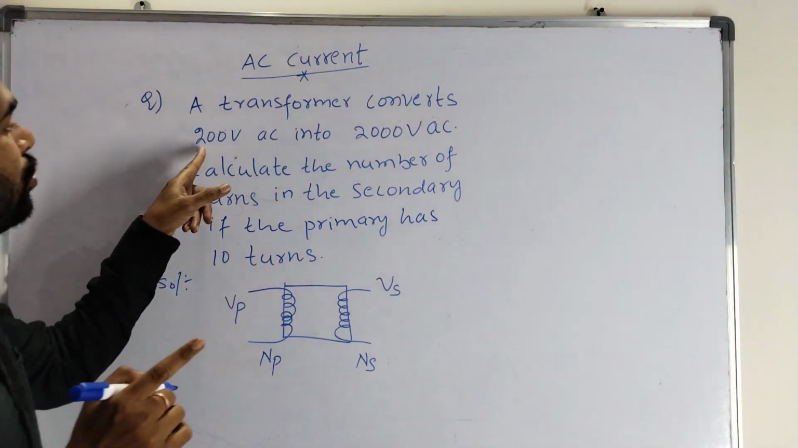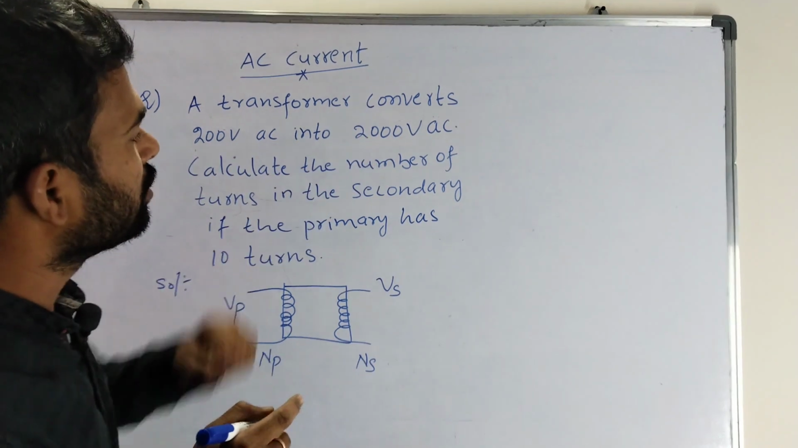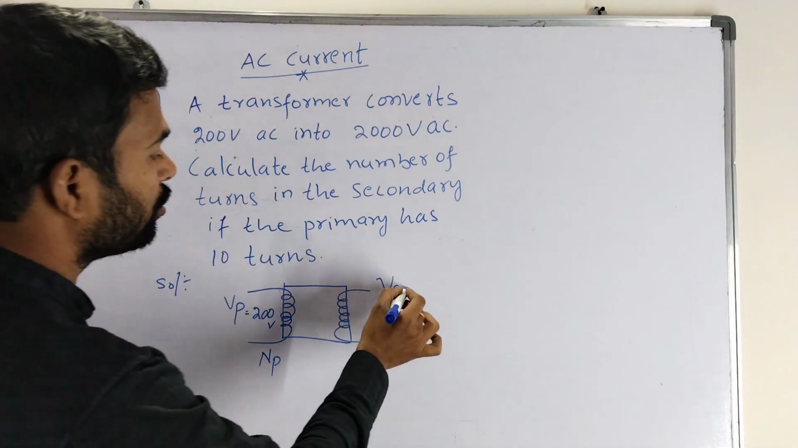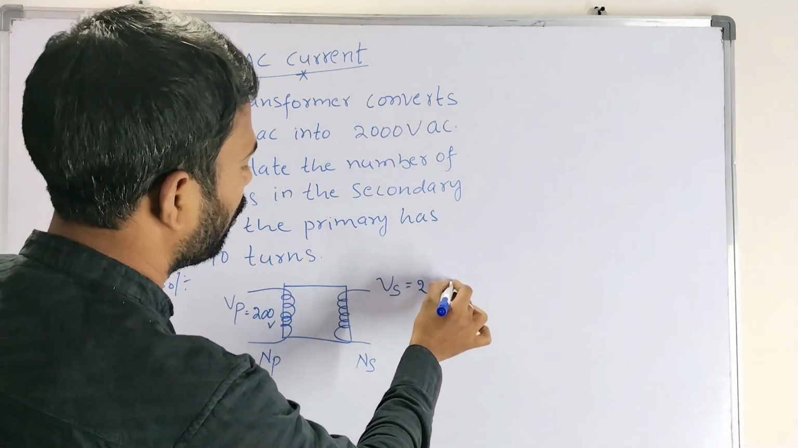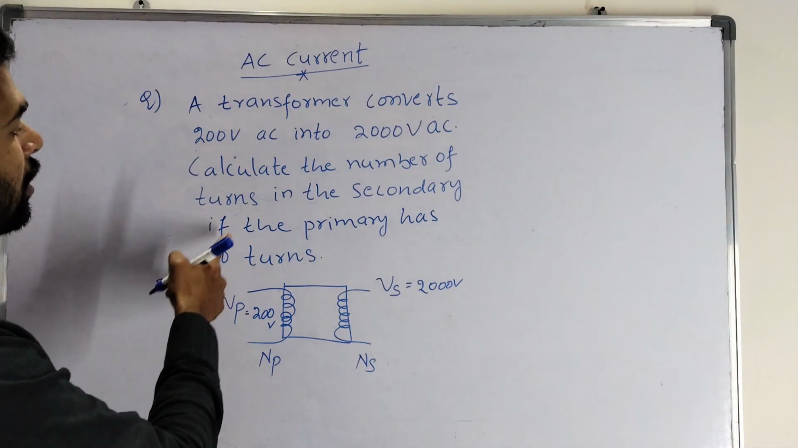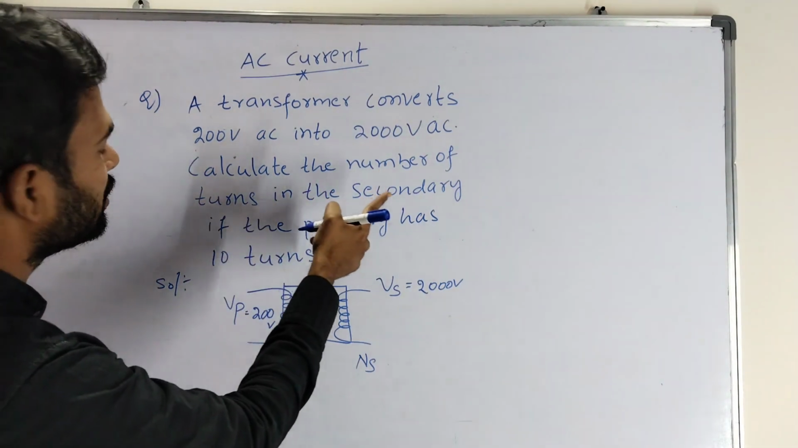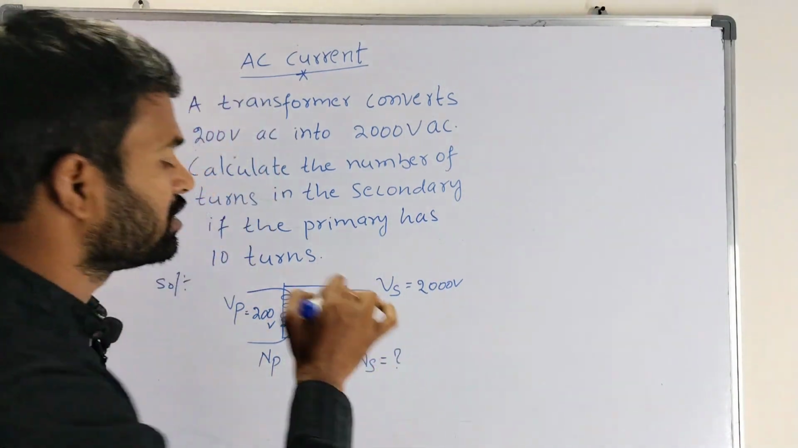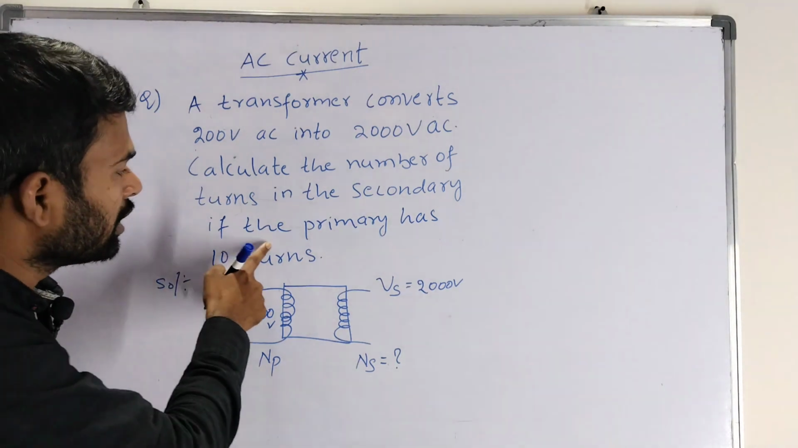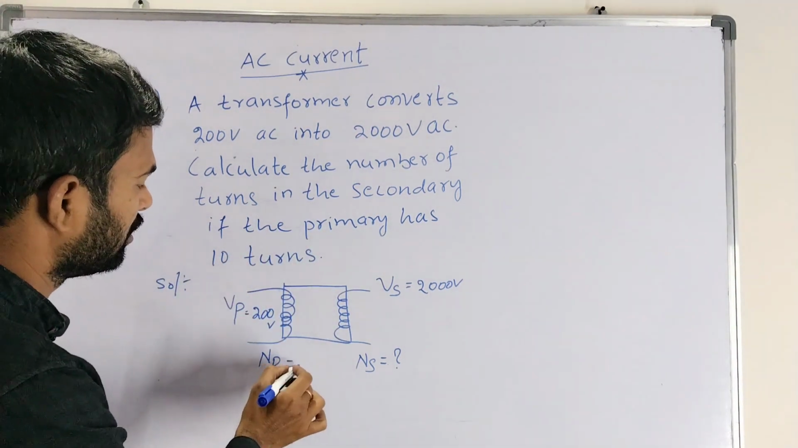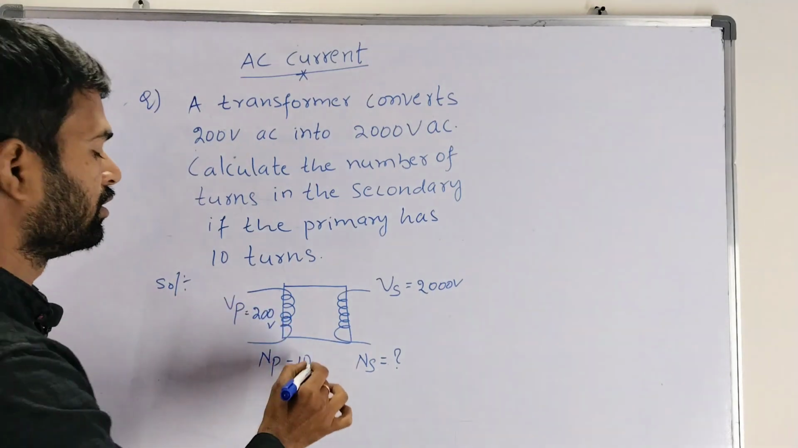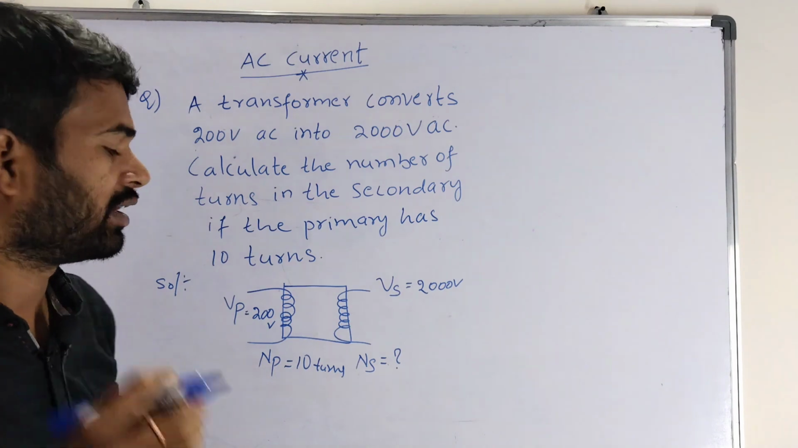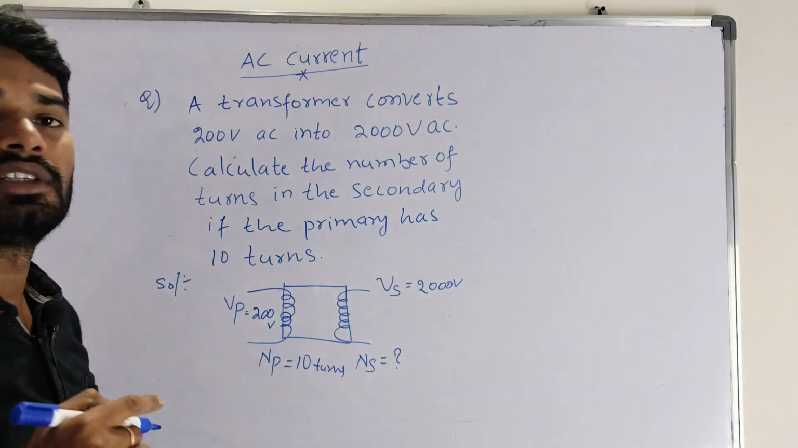In the question, 200 volts AC is converting into 2000 volts AC. Calculate the number of turns in the secondary. So, the number of turns in the secondary coil we have to find out. The primary coil has 10 turns, find out the turns in the secondary.